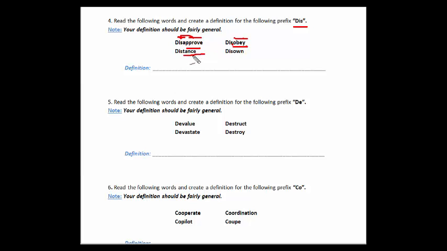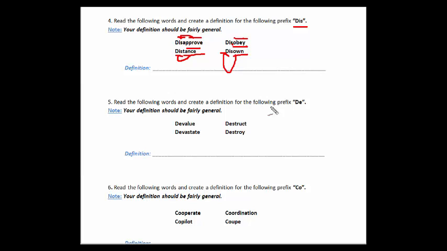Distance. Dis is going to make it a negative. It's a distance. We're moving in the distance. It's distant from here. It's far away. It's moving away, going opposite. We look over here. We have the root word own, and we put the prefix on the front. Disown is to do the opposite and move away. We go on to number 5.